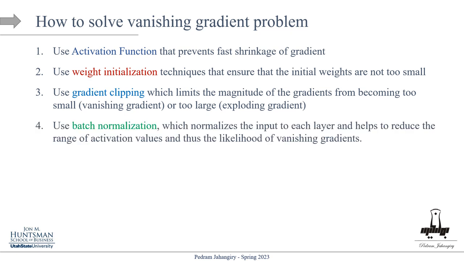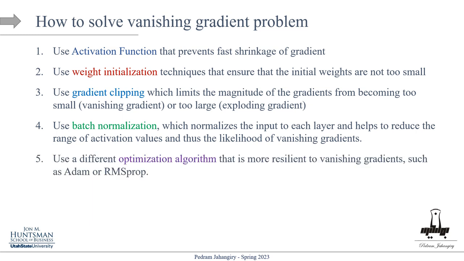The fourth solution is basically using batch normalization and applying it to the output of each layer, right? So this means that we are going to normalize the input to the next layer and help to reduce the range of activation values, right? Remember, we were having difficulties at the very left or right side of the activation values, right? So if we can center them by doing some normalization, then hopefully it can help solve the vanishing gradient problem. Okay, and that was the fourth solution.